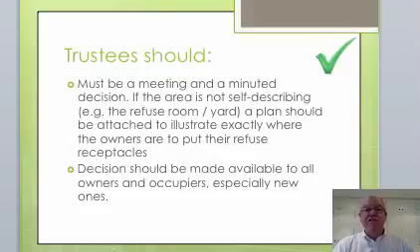The decision of the trustees as to when and where bins must be kept, when they must be moved, should all be in terms of a minute of a trustee meeting. And insofar as the place where the bins are to be kept, either for storage purposes or for collection purposes, is not absolutely self-describing, then a plan should be attached. So it makes it absolutely clear. Nobody can say I didn't know what I was supposed to do or where this bin was supposed to be.